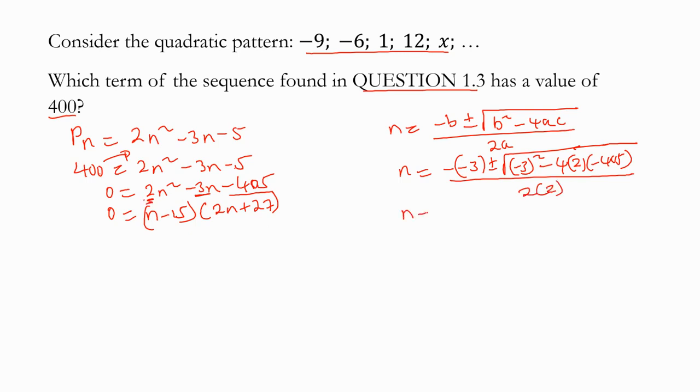And then you get your n is equal to 15, or n is equal to negative 27 over 2, which is not applicable. And then here again we get, therefore n is equal to 15, or n is equal to negative 27 over 2. This is not applicable because n must be a positive integer. So n is equal to 15. So it means 400 is term number 15.